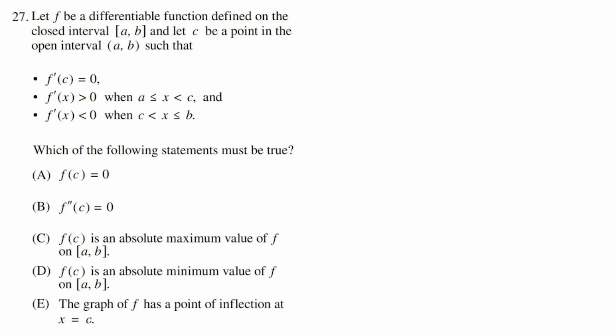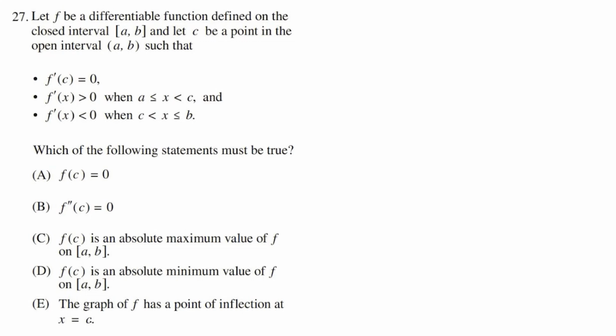The second condition says that the derivative of f is greater than 0, meaning it's positive between a and c. And then finally, the third condition says that the derivative of f is less than 0, meaning it's negative between c and b. Which of the following statements must be true? To answer this question, we need to analyze all three of the conditions that are given.